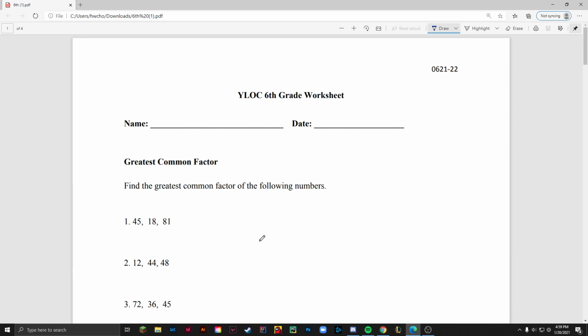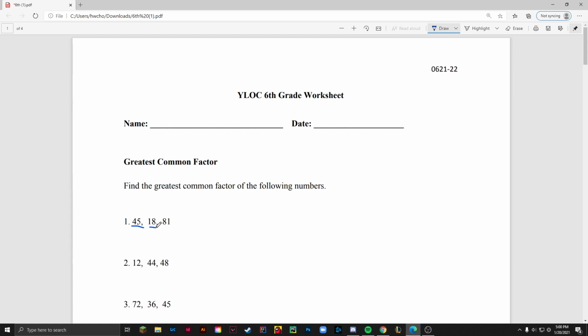So the first page is going over the greatest common factor. The greatest common factor means the largest number that can be used as a divisor for all three numbers, where it'll result in a whole number. So take number 1 for example.